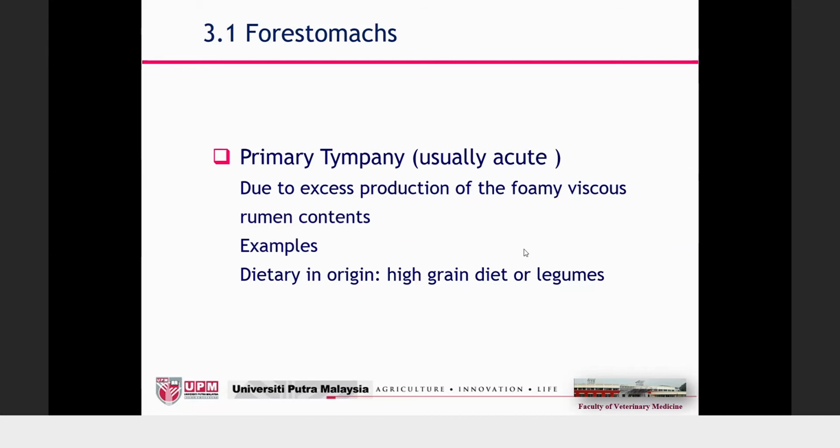And this can occur in ruminants and sometimes, less commonly, in monogastric animals, because in monogastric animals the condition is slightly different.